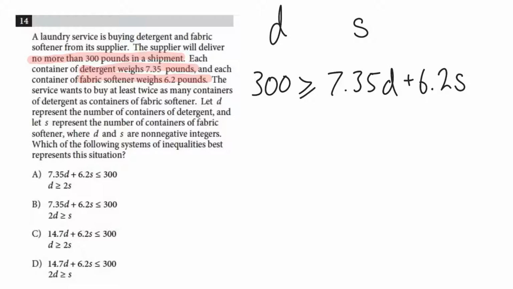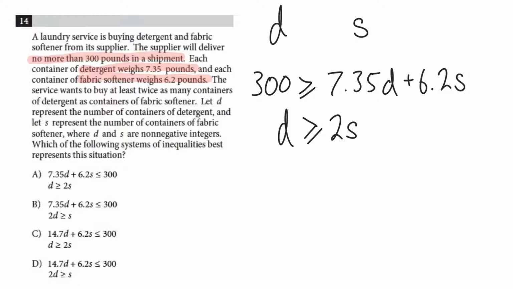Okay, and we know that also the service wants to buy at least twice as many containers of detergent, so D has to be at least equal to or greater than twice the number of fabric softener containers. So let's take that and let's take a look at our inequalities down here. Keeping in mind that we can flip either of the inequalities.